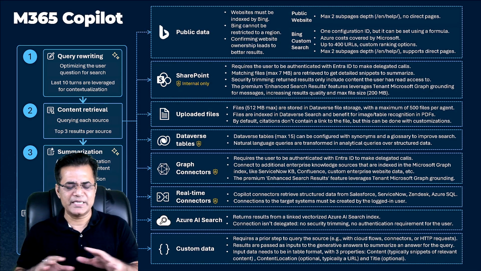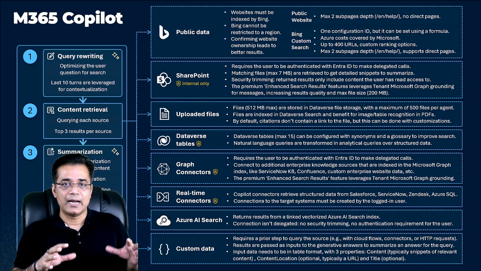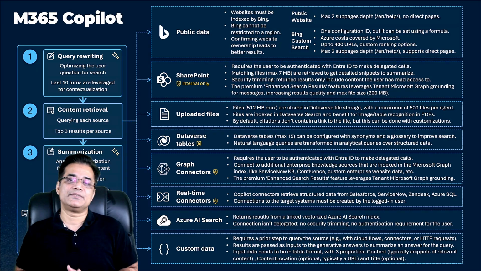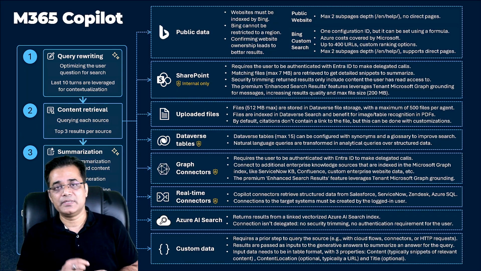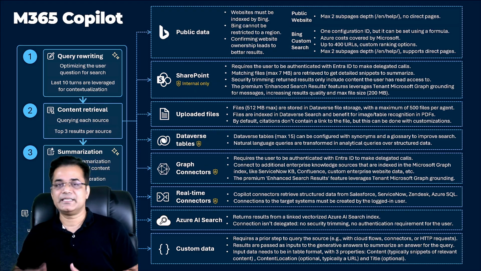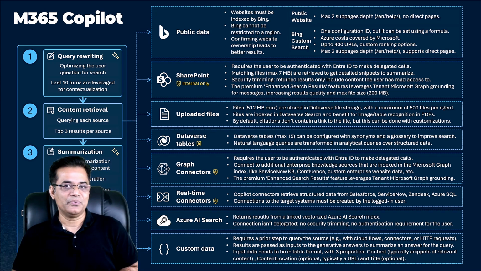Now you have a better understanding of how generative AI works, what the structure is, and how we use the same structure in Microsoft 365 Copilot. Whenever we ask a question, it will rewrite the question, and after that it will retrieve data from multiple sources, then summarize and give back to you.